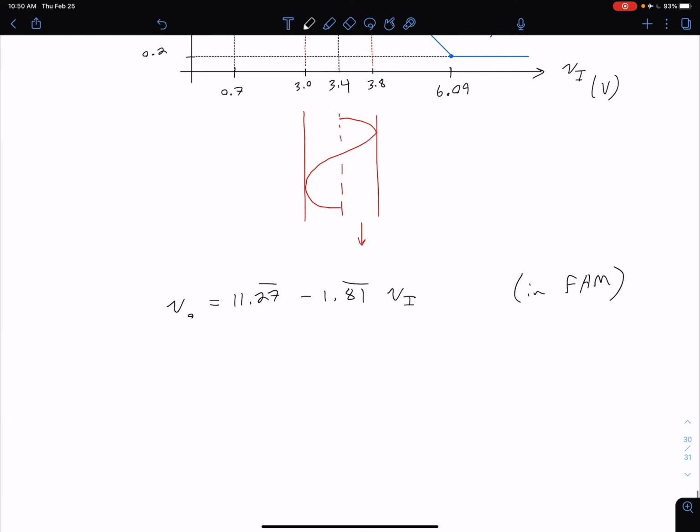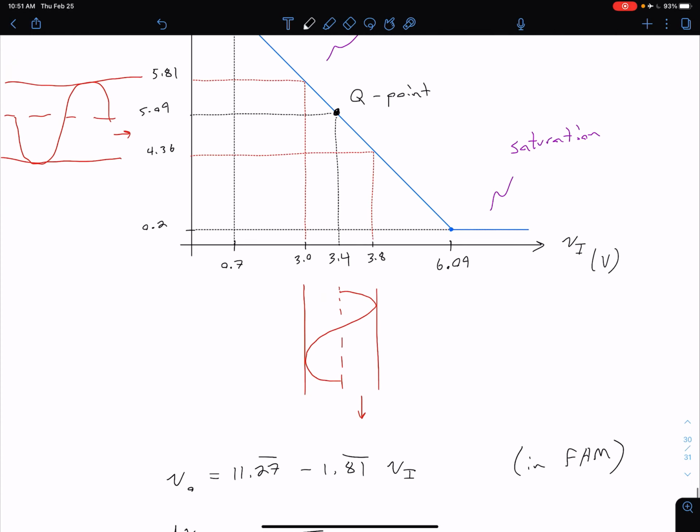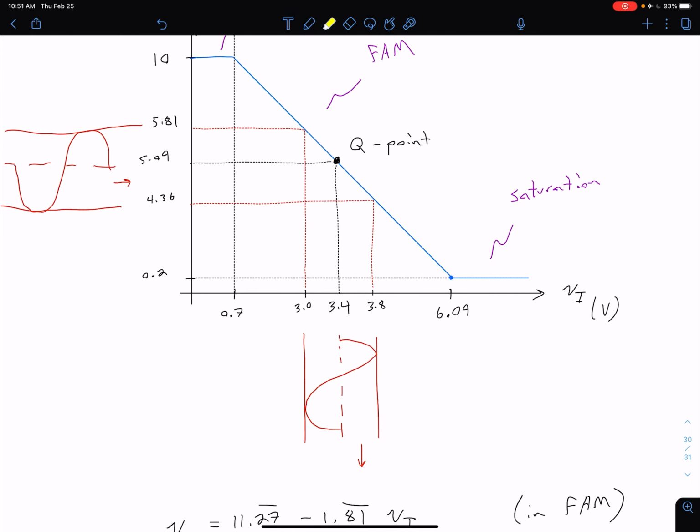So an important thing with our amplifiers is, of course, our amplifier gain, so A sub V. We can define that as the change in our output voltage with respect to the change in our input voltage. And if we take a derivative of this equation above, we're just going to get negative 1.81 repeating. And again, that corresponds to these values. So if we have a 0.4 volt swing, then we're going to have 1.81 times the 0.4 volt swing here.